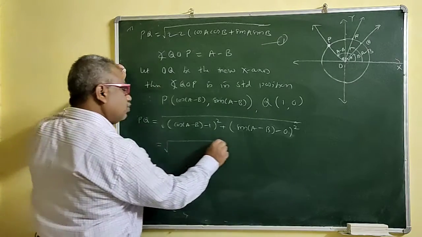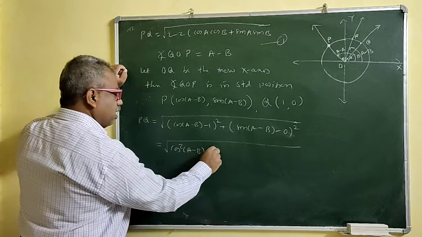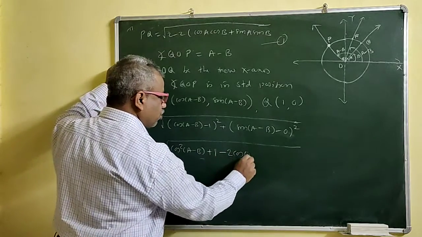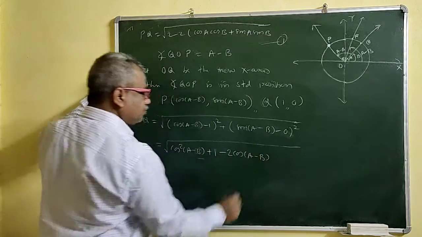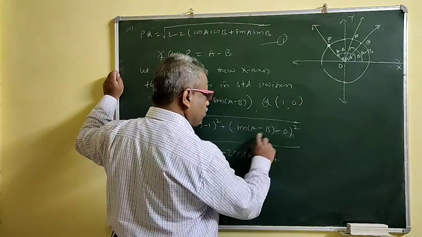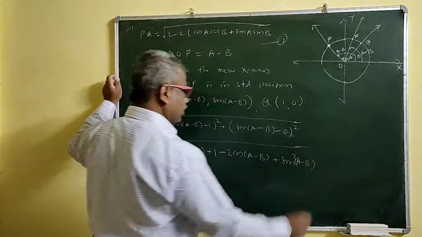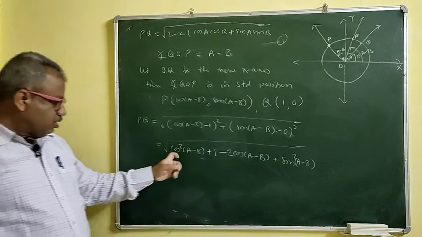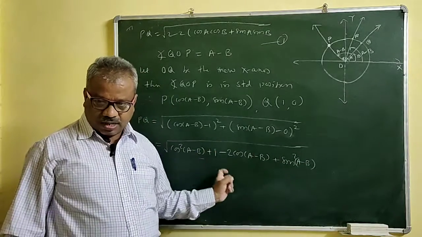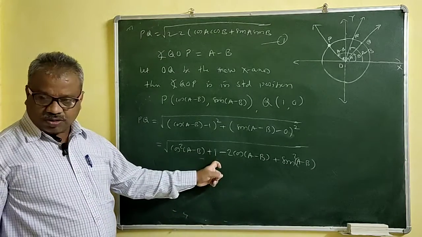What we get is root of cos square (A minus B) plus 1, minus twice cos of (A minus B), plus sine square (A minus B), because this 0 is there, so we get only the single term here. Now see here, you have this cos square (A minus B) plus sine square (A minus B). Both the angles are the same, so this is 1. Now 1 plus 1 will be what? You have 2 now.